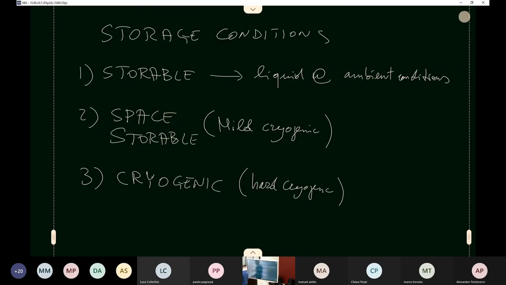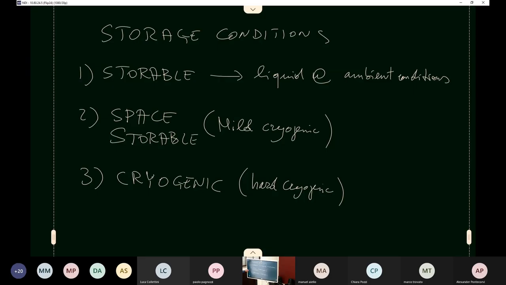That means that you need a very low temperature, lower than those that can be achieved in space. And this is mostly referred to hydrogen. So this is an important classification. Storable means that it can be stored for long times. Of course, you are considering cryogenic propellants.